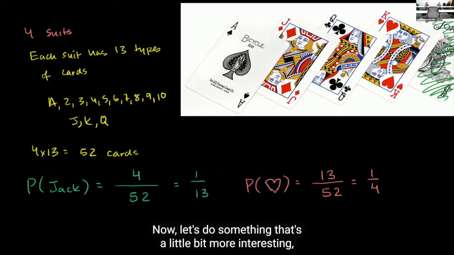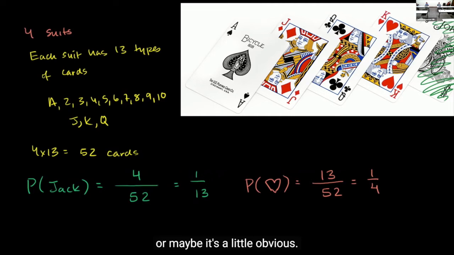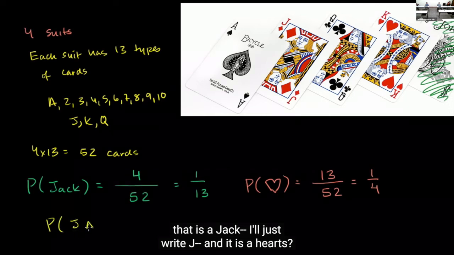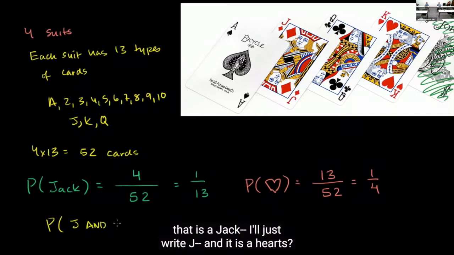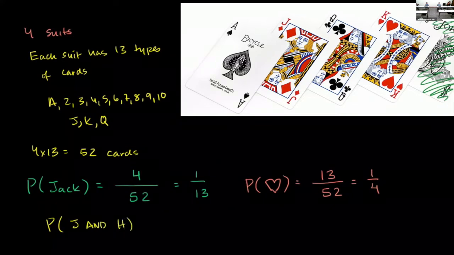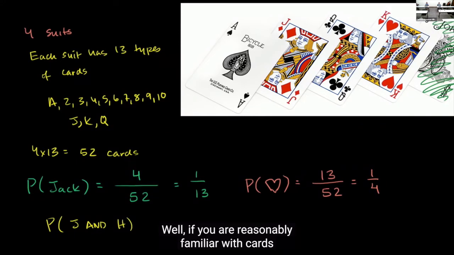Now let's do something that's a little bit more interesting, or maybe it's a little obvious. What's the probability that I pick something that is a jack? I'll just write J. It's a jack and it is a heart. Well, if you're reasonably familiar with cards, you'll know that there's actually only one card that is both a jack and a heart. It is literally the jack of hearts.